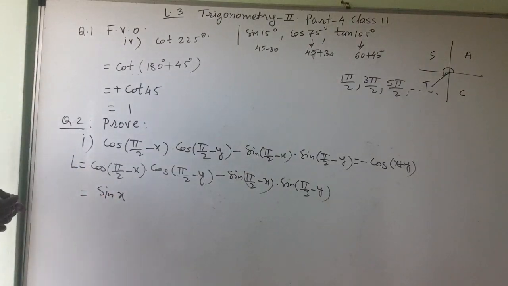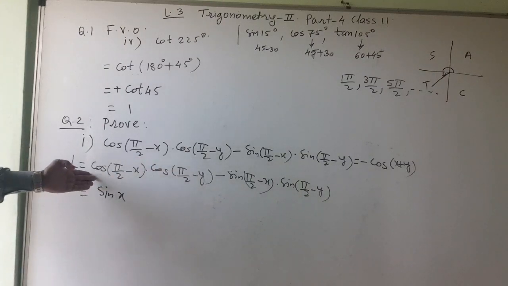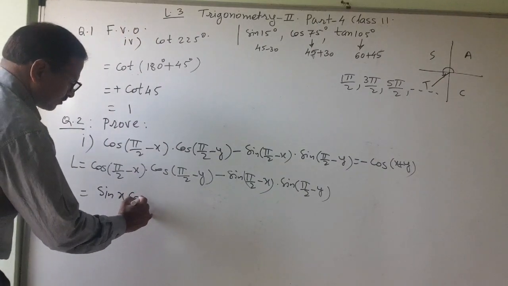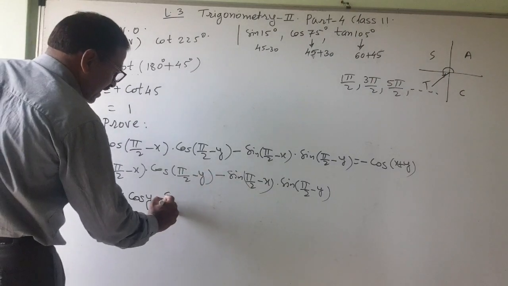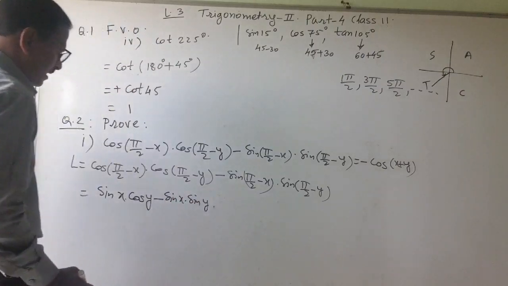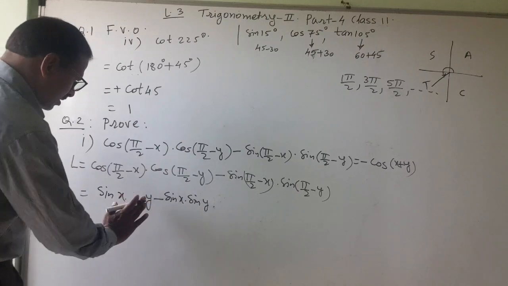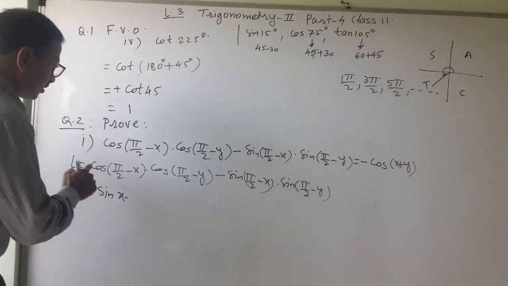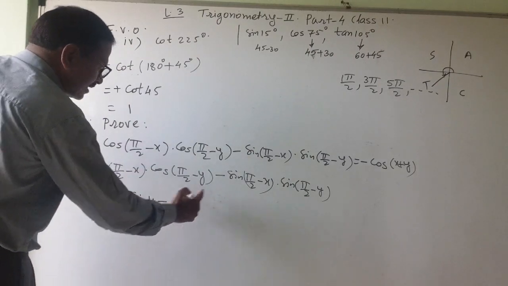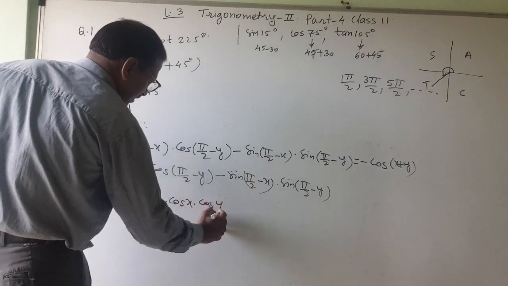Which quadrant is it? It is the first quadrant. So there is no question of saying plus or minus, because this is the first quadrant, all are positive. Into this will be cos of y, minus this will be sin of x, and this will be sin of y. This is sin. I have made a blunder. This cos will go to sin. This cos will go to sin y, minus this side will become cos x, this side will become cos y.